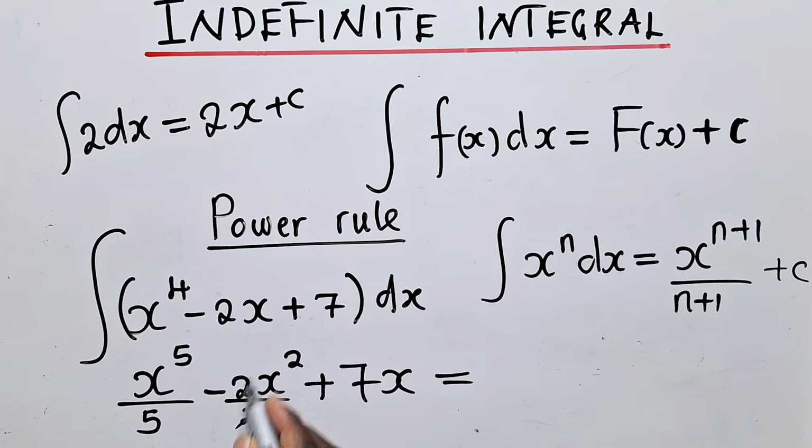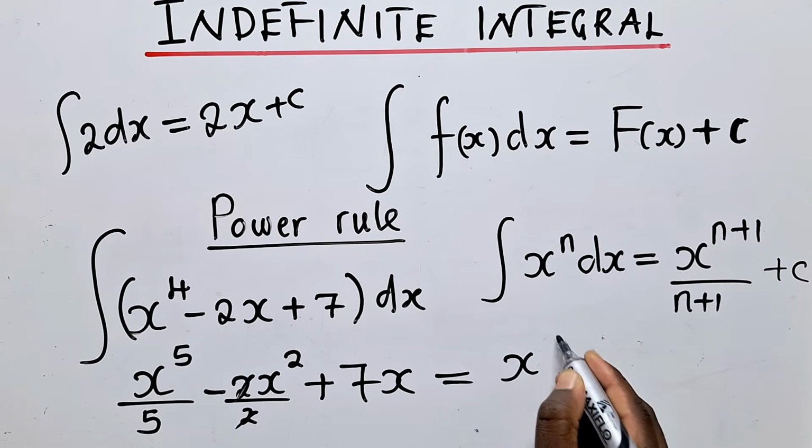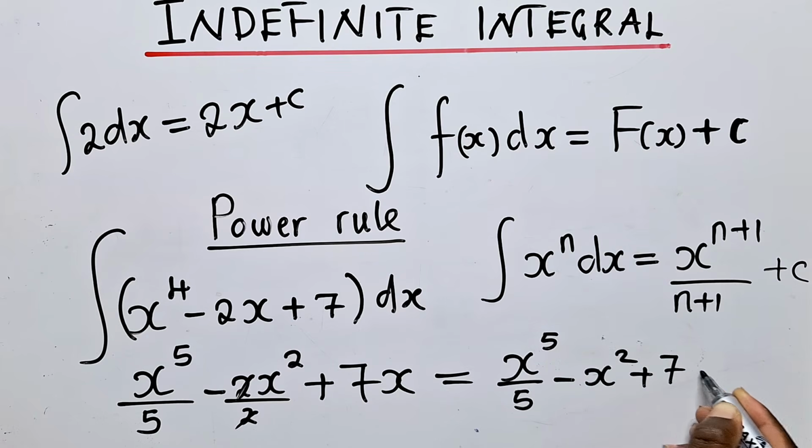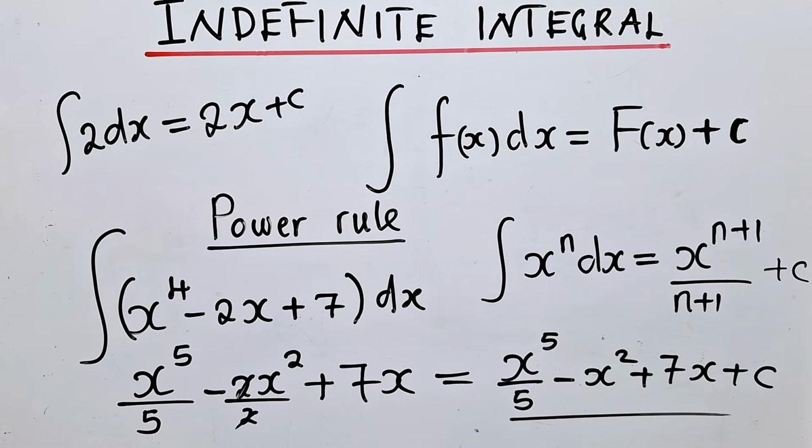This and this will cancel out. We shall remain with x power 5 over 5 minus x power 2 plus 7x plus c. So this is our answer.